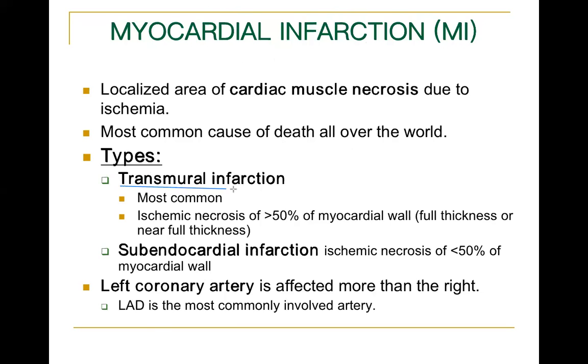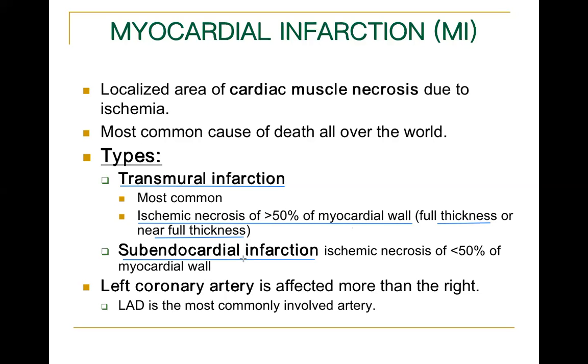Transmural means the whole thickness of the wall is infarcted, and subendocardial means only a part. Please remember it like that. But if we want to explain in a bit more detail, then if ischemic necrosis occurs in more than 50% of the myocardial wall, then it is called transmural. Sometimes even near full thickness myocardium is affected. Not always is the full thickness affected, but according to the definition, if it is more than 50% of the wall, then it is called transmural infarction.